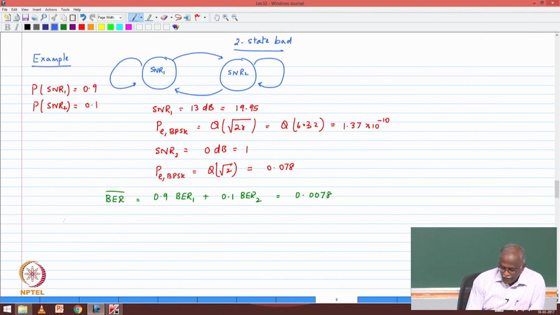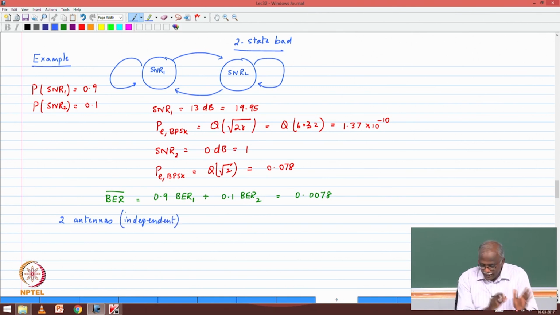Supposing I told you that you had two antennas, both of which are in this environment, but they are independent of each other. Two antennas which are independent. For each of those antennas, the BER1 probability is 0.9, the SNR1 probability is 0.9, SNR2 is 0.1. Now tell me, what is the probability of SNR2 when I have two antennas and both of them have identical statistics?